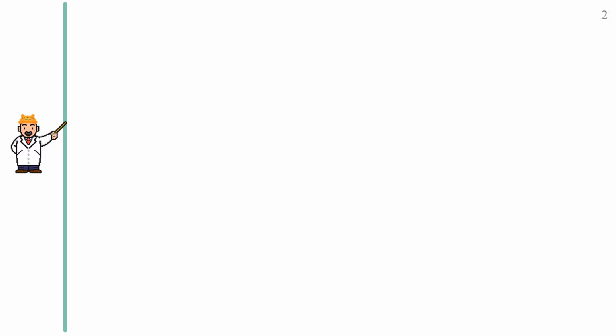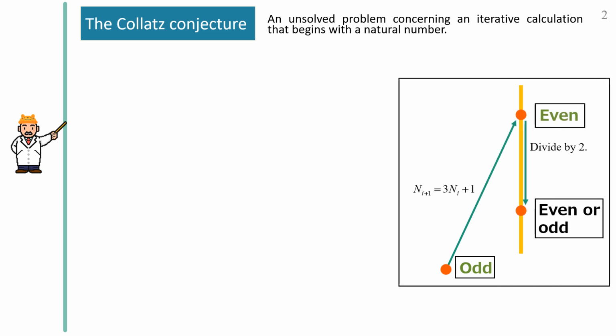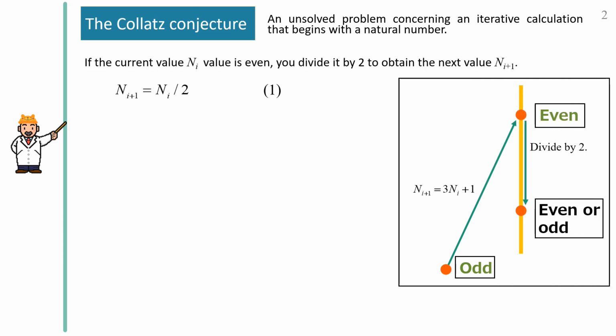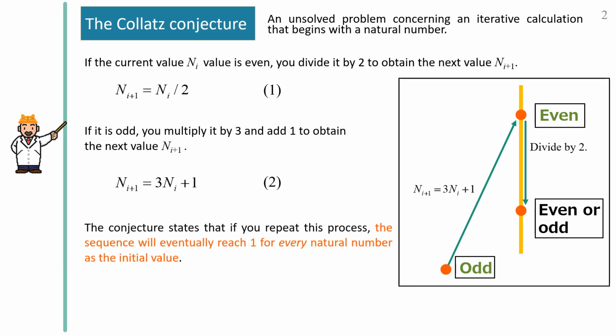The Collatz conjecture is an unsolved problem concerning an iterative calculation that begins with a natural number. If the current value is even, you divide it by 2, which decreases the value. If it is odd, you multiply it by 3 and add 1, which increases the value. The conjecture states that if you repeat this process, the sequence will eventually reach 1 for every natural number as the initial value.